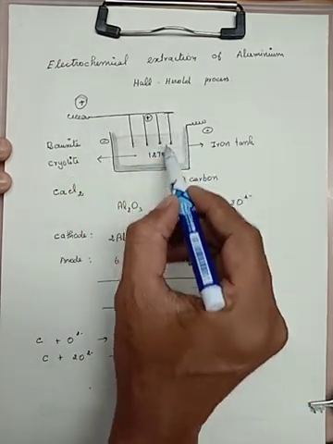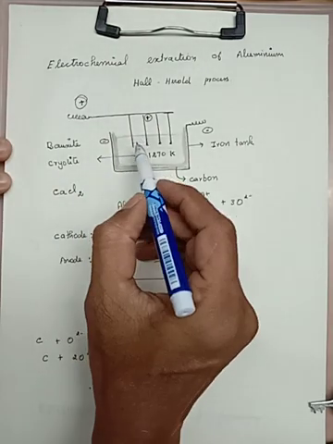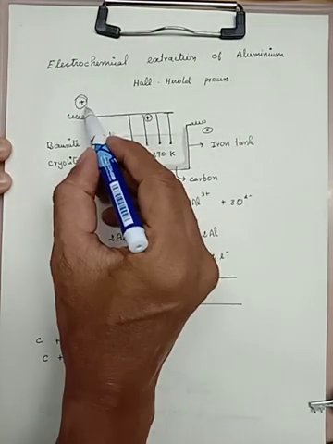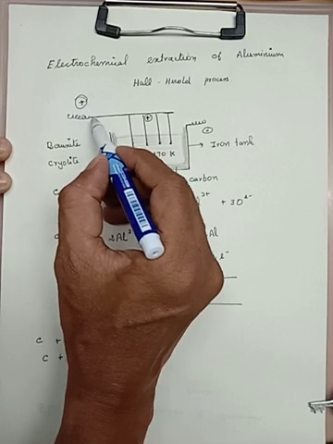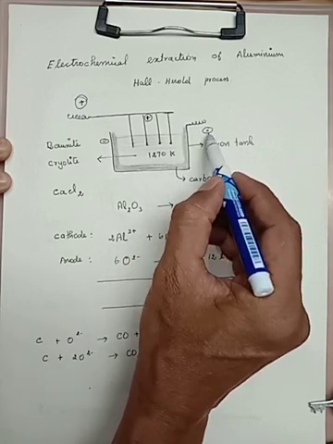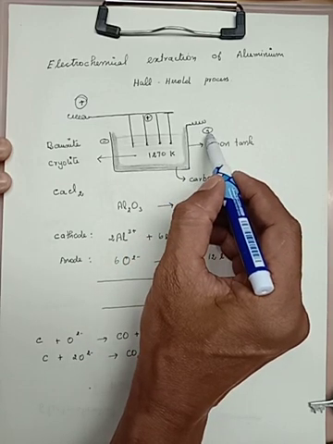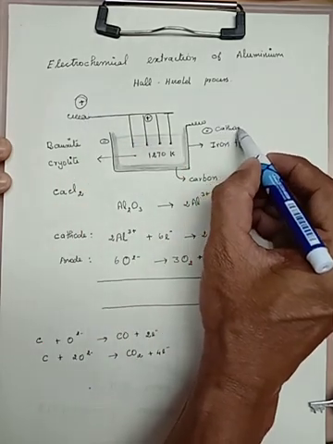Now these are rods. Carbon rods are introduced inside. Now this acts as anode. Anode means positively charged. The negatively charged electrode is called cathode. This is anode and this is cathode.